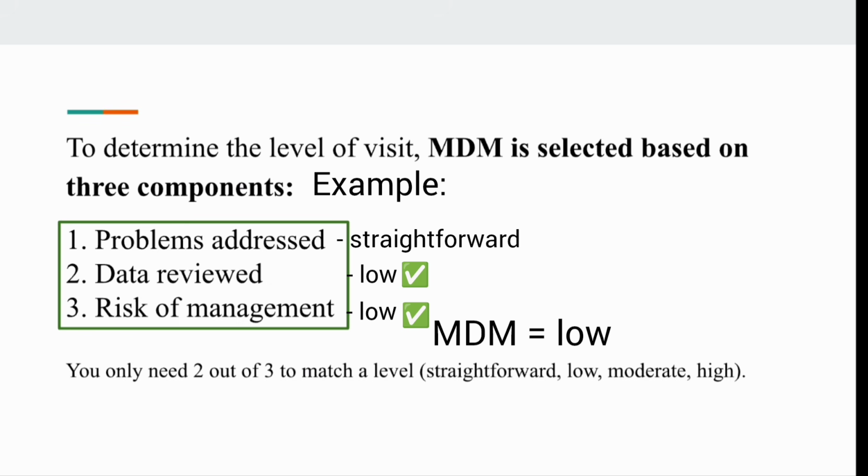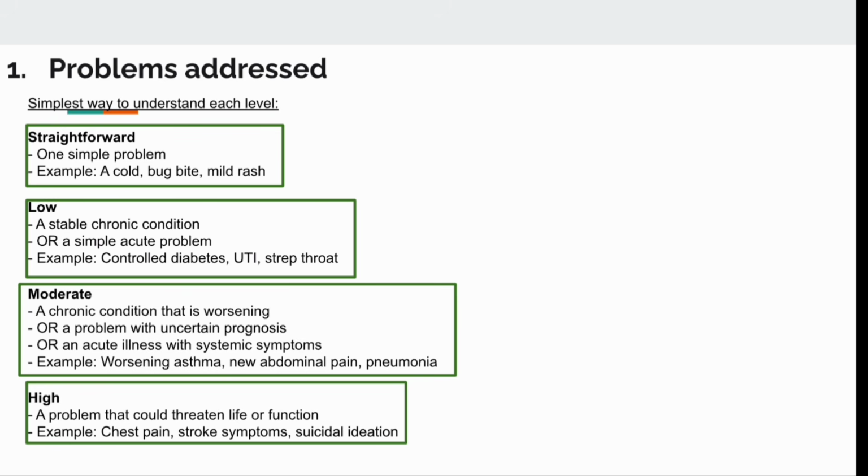Now let us see these three components, that is problems addressed, data reviewed, and risk of management. First, let us see how to check the level of MDM using the first component, that is problems addressed. The simplest way to understand each level is, for straightforward, there will be one simple problem. For example, cold, bug bite, or a mild rash. If the problem addressed has to be low, then the conditions would be a stable chronic condition or a simple acute problem, for example, controlled diabetes, UTI, or strep throat.